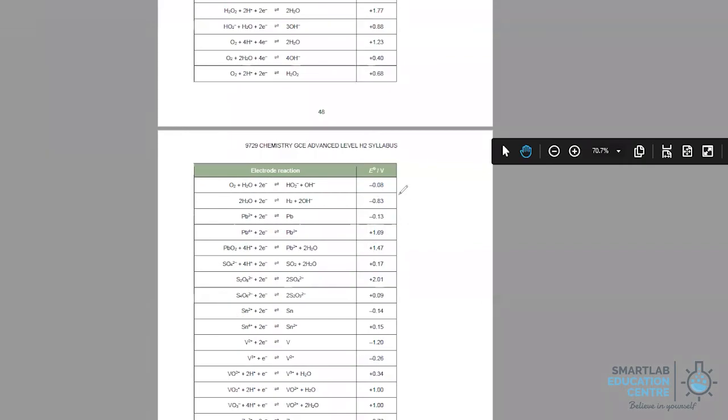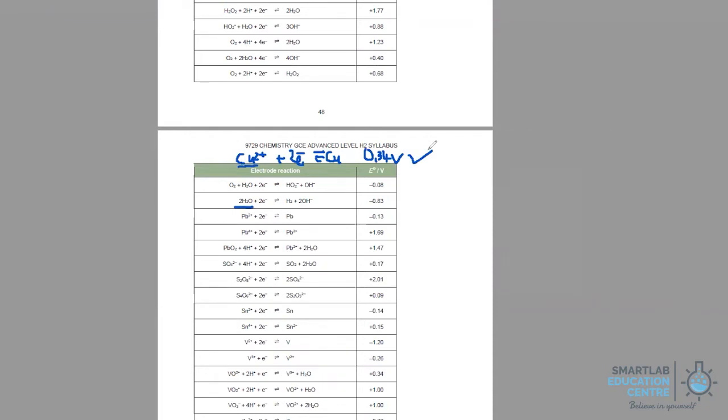So the two half equations that we're looking at are water, and the other one is Cu2 plus plus 2e to give you your copper, and that will be 0.34 volt. So the two half equations we're looking at are Cu2 plus and water. In this case, this Cu2 plus will be favored to be reduced since the standard electrode potential is 0.34 volt, which is more positive in value.